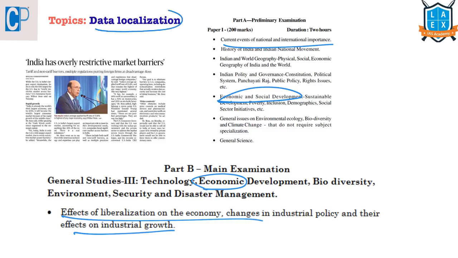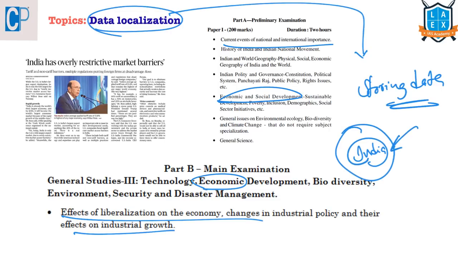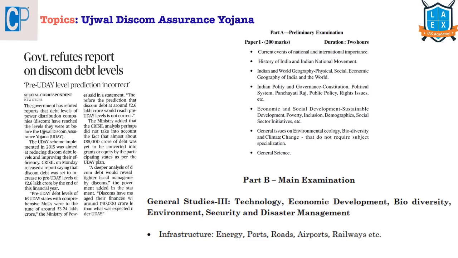So we should know what is meant by this concept of data localization. Data localization is the process of storing data on any device that is physically present within the borders of a specific country where the data was generated. For example, the data of all the Facebook users in India has to be stored within the territory of India. The next article is Government Refutes Report on Discom Debt Levels.